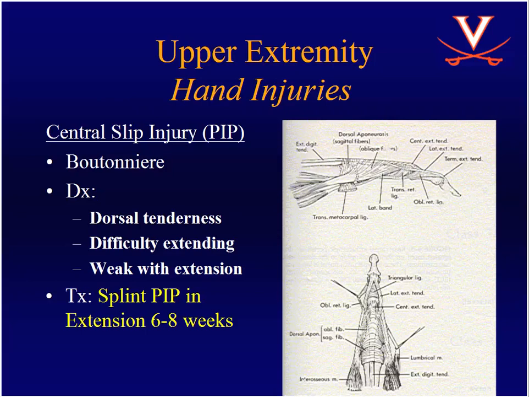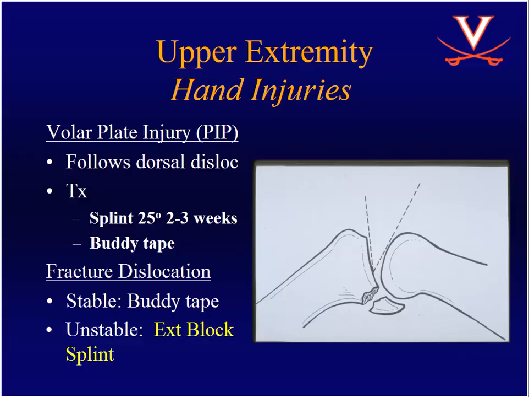Central slip injuries can cause a boutonniere, therefore you splint the PIP, not the DIP, but just the PIP, in extension for 6 to 8 weeks. Volar plate injury: this is the so-called V sign of Light, which demonstrates an incongruity to the joint. If you have incongruity, then you need to splint it in an extension block splint to keep from having the incongruity and then gradually extend the joint.